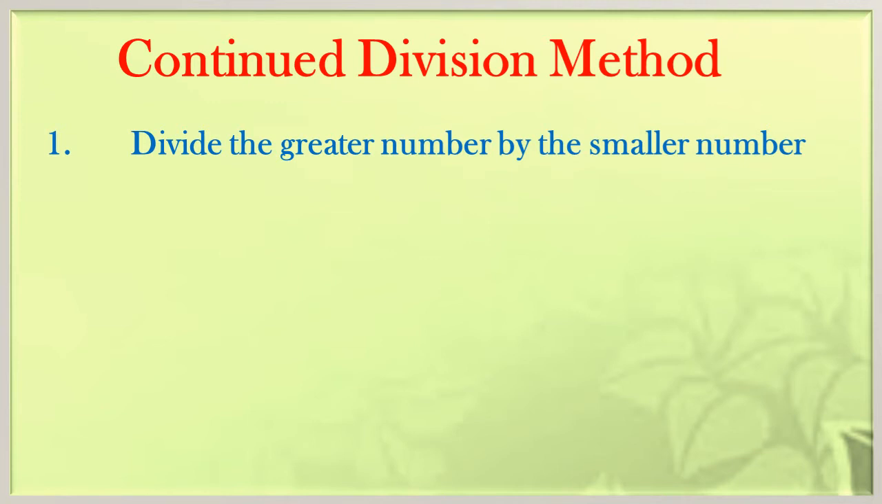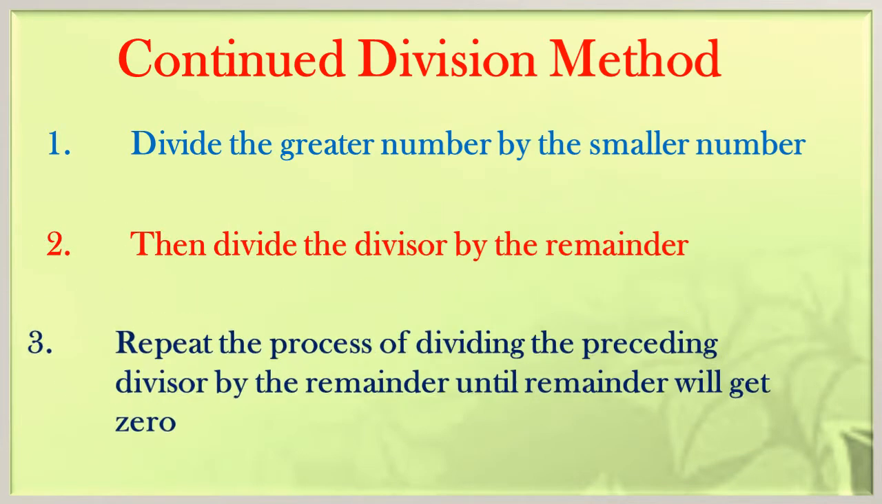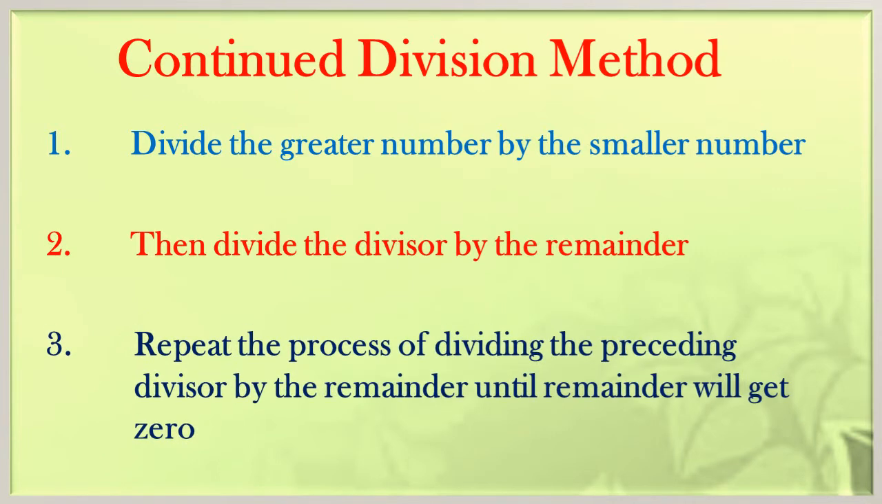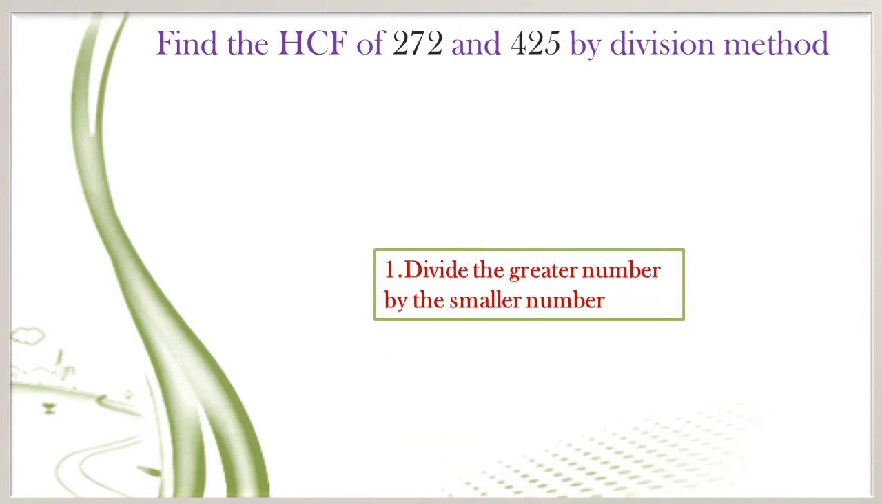First one, divide the greater number by the smaller number. Second step, then we divide the divisor by the remainder. Third one, repeat the process of dividing the preceding divisor by the remainder until the remainder is 0. For example, find the HCF of 272 and 425 by division method.